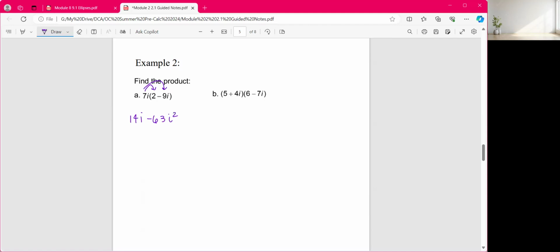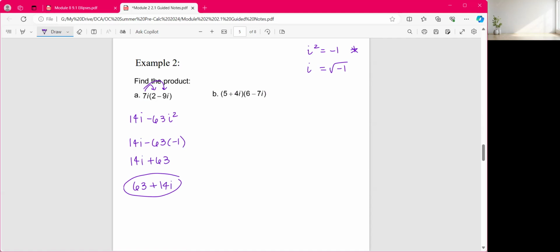i times i is going to give me i squared. And let's just remember our definitions. i squared equals -1, and i equals the square root of -1. And that's important because now I can simplify this, because I know i squared equals -1. So in for i squared, I'm going to substitute in a -1. And so then I will have 14i plus 63, and I will need to write this in the standard form of a complex number. So I have 63 plus 14i as my answer. Okay, real part first, imaginary part second.